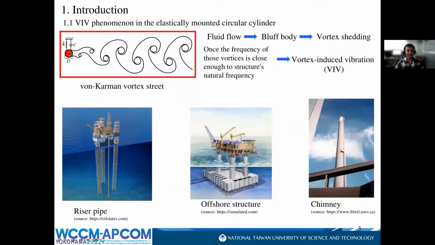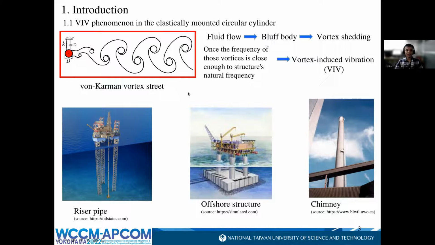As we know, the presence of a vibrating structure or elastically mounted structure in a fluid flow will result in the vortex shedding phenomenon. Once the frequency of those vortices is close enough to the structure's natural frequency, this vibrating structure will start to exhibit the vortex induced vibration, or VIV, phenomenon. We can find the VIV phenomenon in many engineering structures, for example, riser pipe, offshore structure, and also chimney.